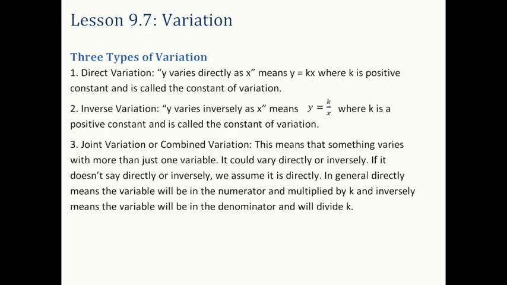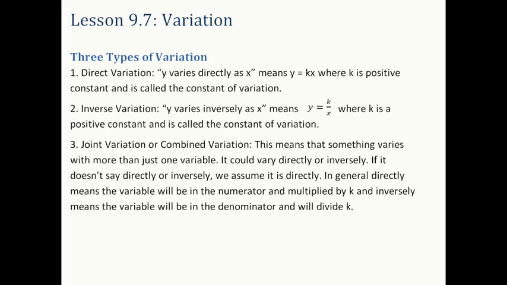And then there's joint variation or combined variation. This means that some value varies with more than just one variable. It could vary directly or inversely. If it doesn't say directly or inversely, we assume it's directly, especially when we see joint variation. This is a helpful hint. In general, directly means the variable will be in the numerator and multiplied by k, and inversely means the variable will be in the denominator and will divide k.